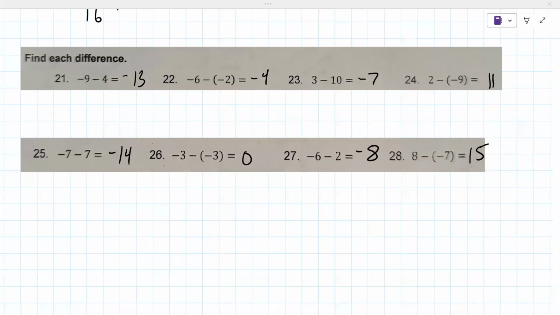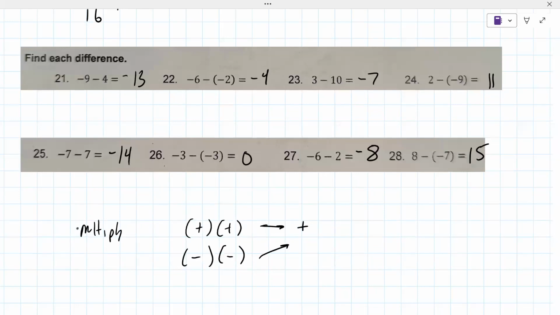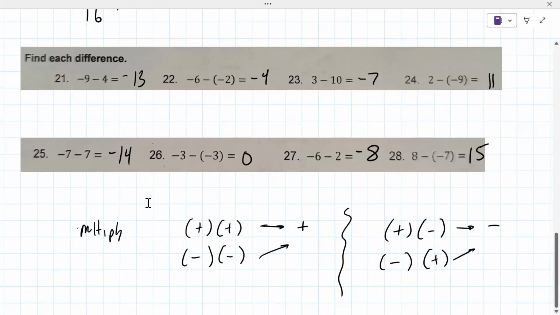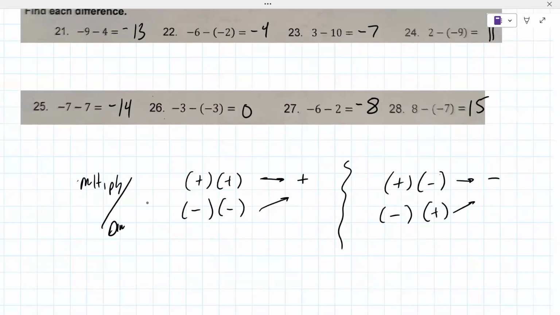We've not talked at all about how to do problems like 29 through 36, but I hope in class you talked about that when you multiply, if they're the same sign, it becomes positive. If they're both negative, it still becomes positive. One positive and one negative becomes negative. One negative and one positive becomes negative. And it's the same rules for division.